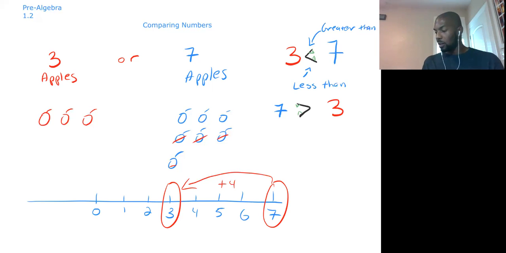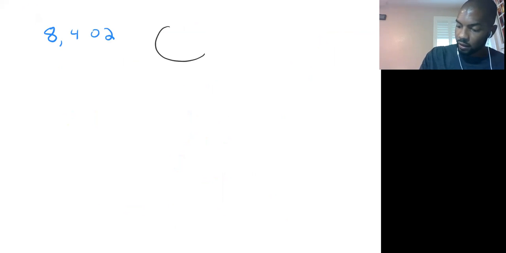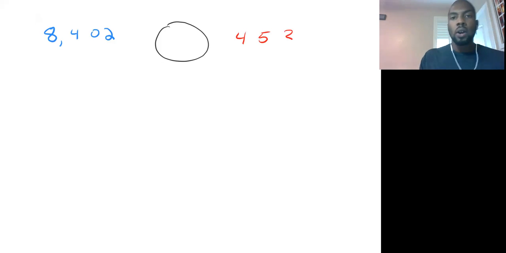So let's look at some larger numbers. If I gave you the number 8,402, and I told you to compare it to the number 453, which one do you think is worth more? The 8,402 or the 453? Right. Hopefully you said the 8,402. So my alligator mouth or my arrow would be opening up towards the larger number. It's opening up to eat it, right?